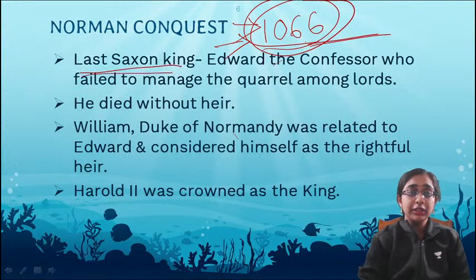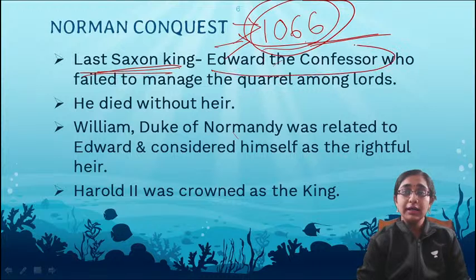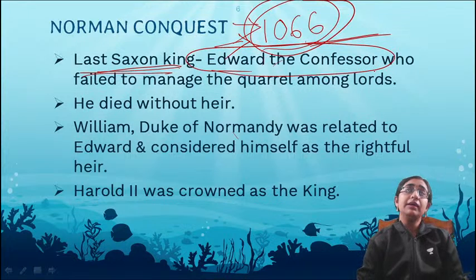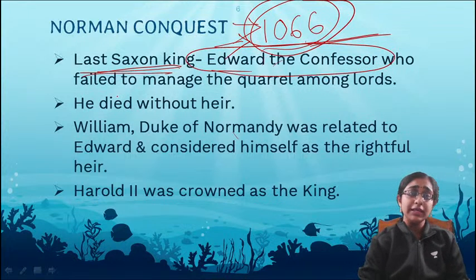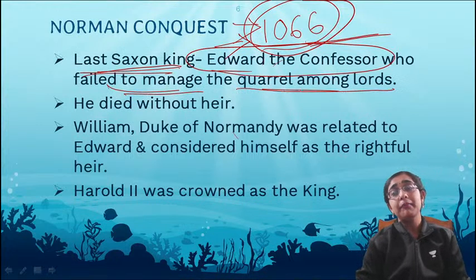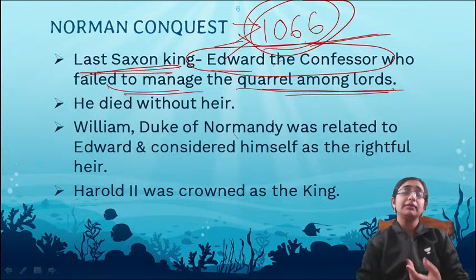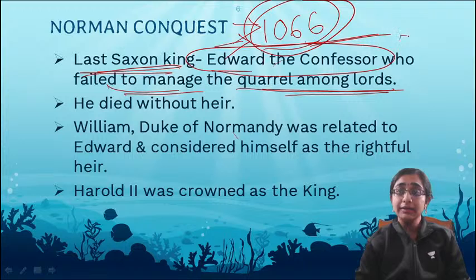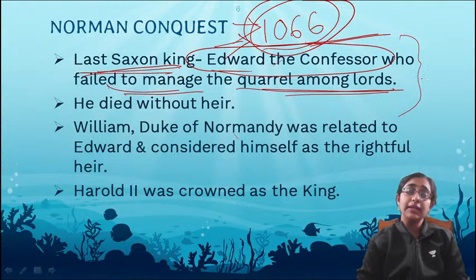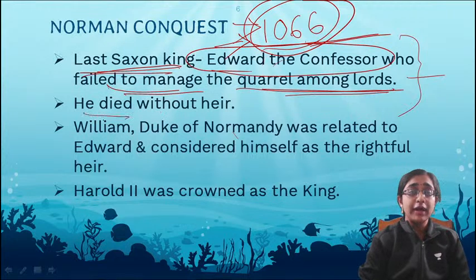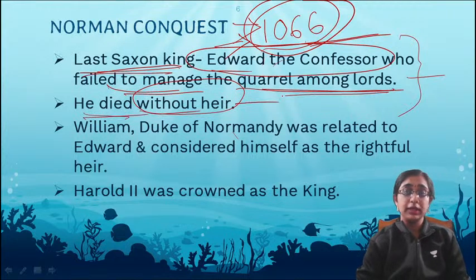So the last Saxon king's name was Edward the Confessor. And during the reign of Edward the Confessor, there was a lot of chaos. Why? Because he failed to manage the quarrel among lords. So there were a number of feuds inside the kingdom of Edward the Confessor. That created a kind of problem in his kingdom and also destroyed the peace and the unity inside his own kingdom. And he finally died without any heir. So that is also a problem. Who will be the next king? That is a big question.